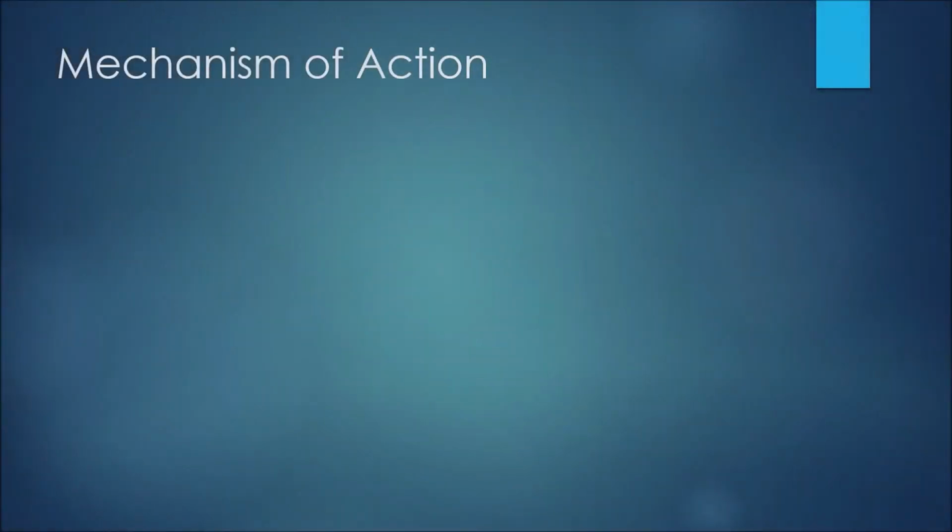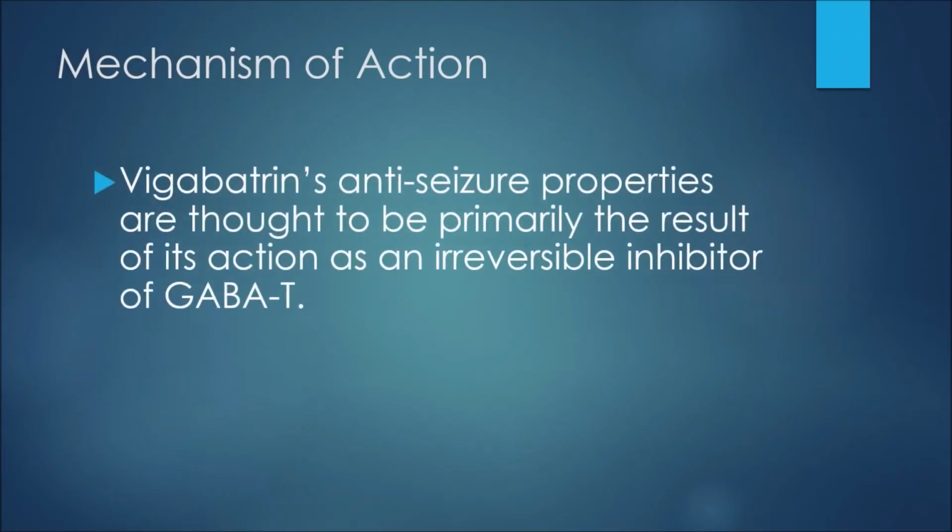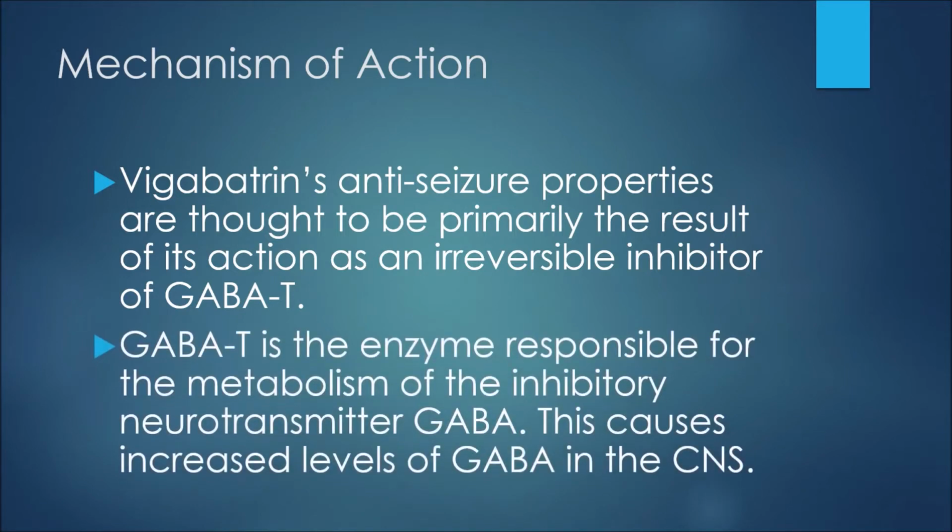So the first thing to discuss here would be the mechanism of action or how this medication works. Vigabatrin's anti-seizure properties are thought to be primarily the result of its action as an irreversible inhibitor of GABA-T. GABA-T is the enzyme responsible for the metabolism of the inhibitory neurotransmitter GABA. This causes increased levels of GABA in the central nervous system.